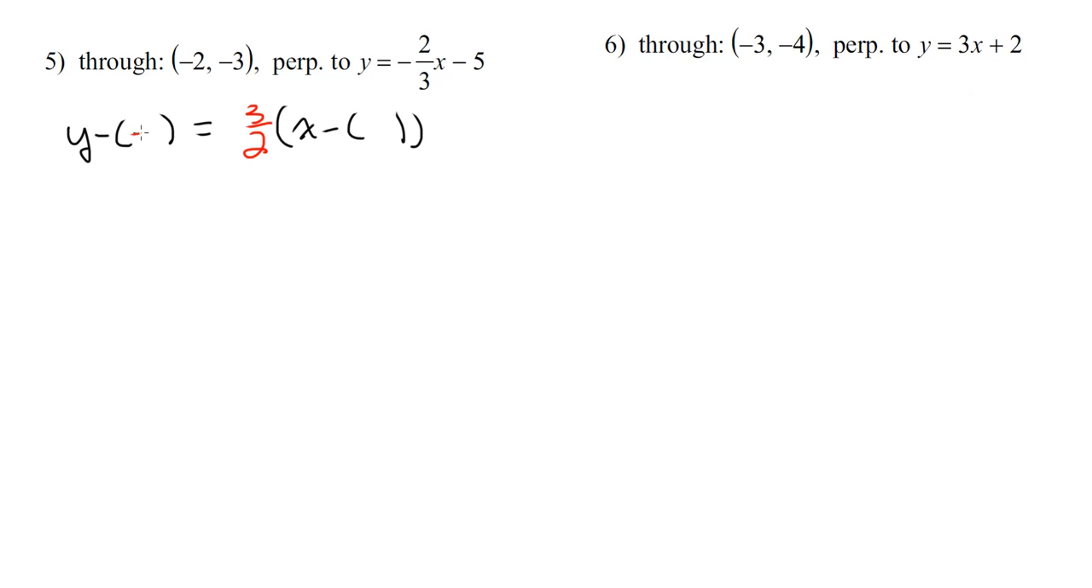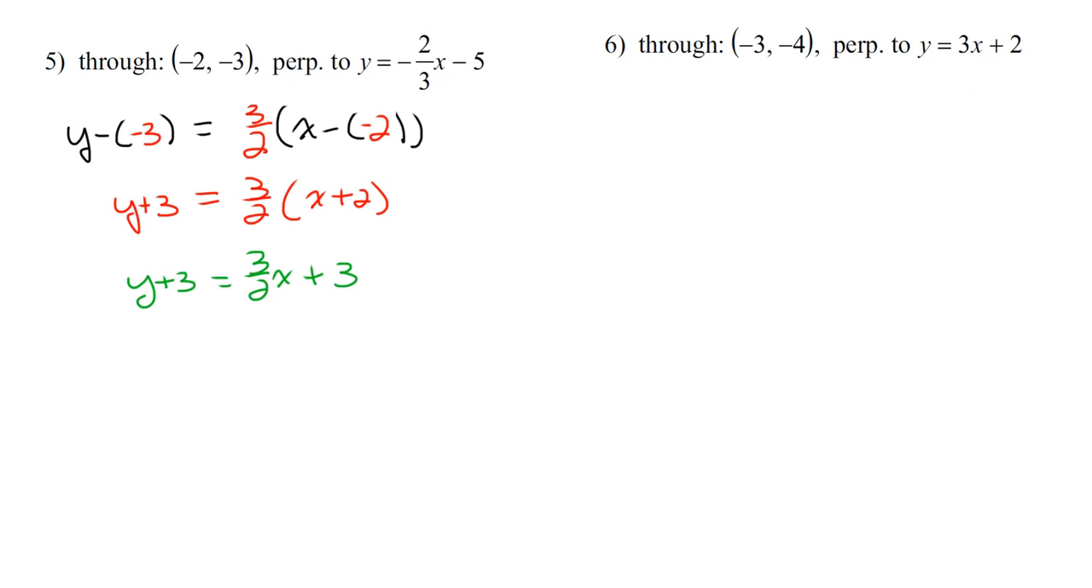Our y1 value is negative 3, and our x1 value is negative 2. And we simplify. So y minus negative 3 becomes y plus 3 equals 3 over 2 times x minus negative 2, which becomes x plus 2. Now we distribute. 3 over 2 times x is 3 over 2x, and 3 over 2 times 2 is 3.